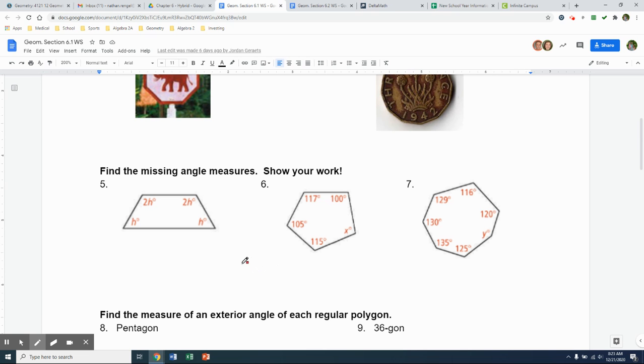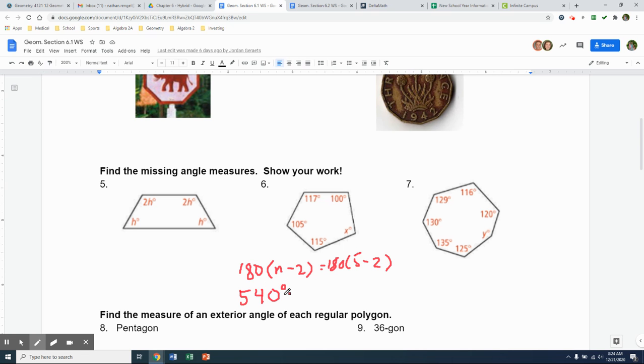The formula for finding interior angles is 180 degrees times the number of sides minus 2. So if I wanted to find the total number of degrees in this figure, I would take 180 times the number of sides minus 2. This is a pentagon, so it's 5 minus 2. So 180 times 5 minus 2, which is basically 180 times 3. So I'm going to get 540 total degrees.